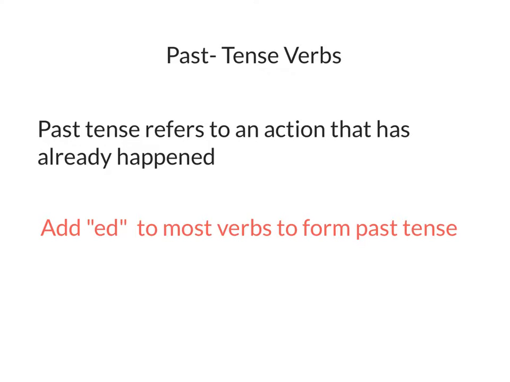Hi, third grade. Today we're talking about past tense verbs, and those are actions that have already happened. And to show a past tense verb, we add ed to most of the verbs to show that they're past tense. There are some spelling rules, though, that we have to follow.